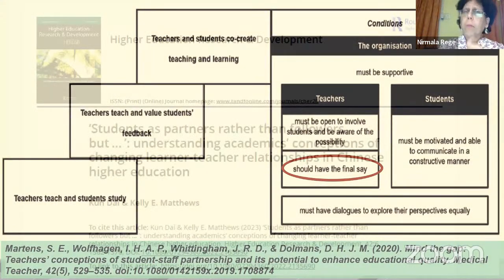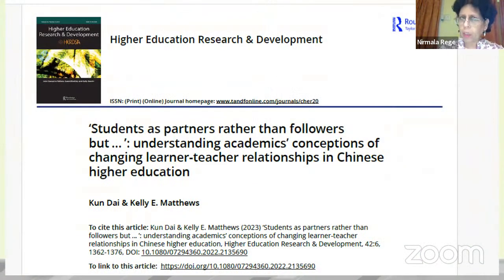There was a paper published from Hong Kong University in 2023, where they described students as partners rather than followers, and that is very important because they also took the conceptions of the changing learner-teacher relationship in Chinese higher education. They contacted teachers from Beijing, and it was mentioned what could happen and what could be the barriers. One of the barriers is the cultural context. We always say Guru Shishya, and when you use that term, that power starts coming in.